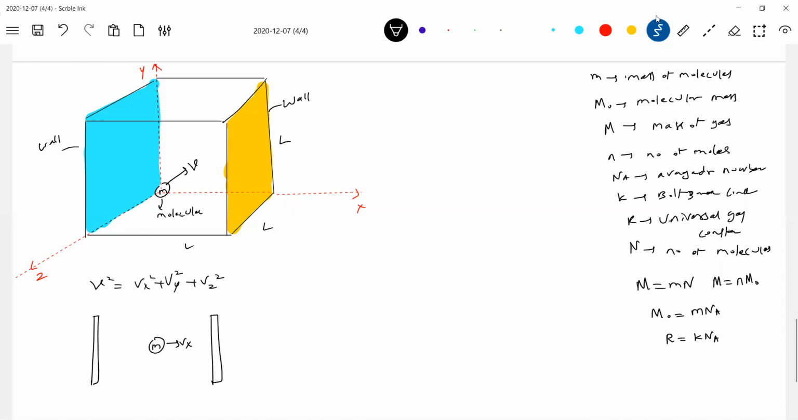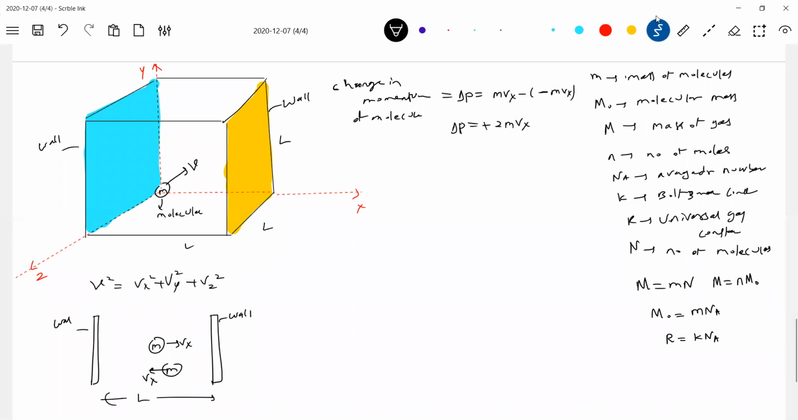Okay, let's get into the derivation part. What are we going to derive? How the pressure of the gas can be expressed in terms of the speed of the molecule. So here there's a wall. The molecule will go and collide, as it is an elastic collision. So what is the change in momentum of the molecule? Delta P should be equal to mvx minus of minus mvx. So this should be 2mvx. Fine.